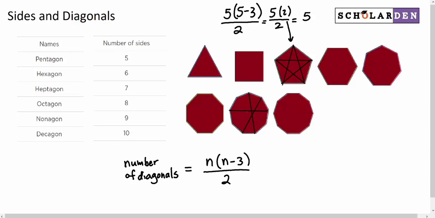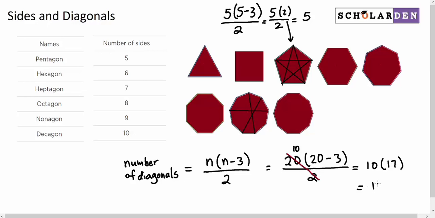What if someone asked you how many diagonals are in a 20-sided polygon? Well, we would just put in 20 for n, 20 times 20 minus 3, over 2. Now I'm going to cancel the 2 out of that 20 and make that a 10. And then I'm just going to get 10 times 20 minus 3 is 17. And that's going to be 170. So a 20-sided polygon has 170 diagonals.